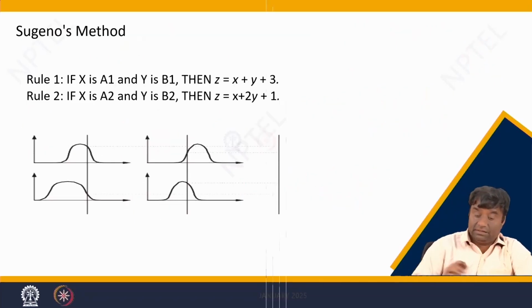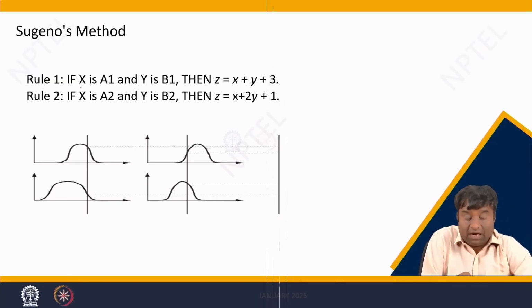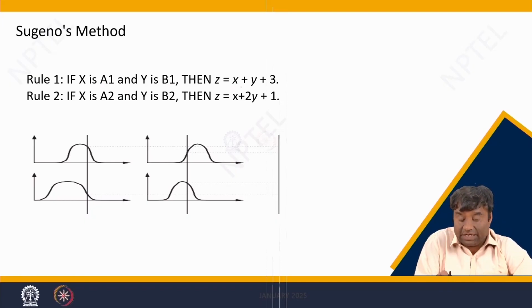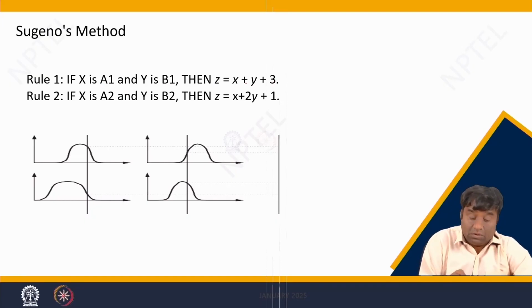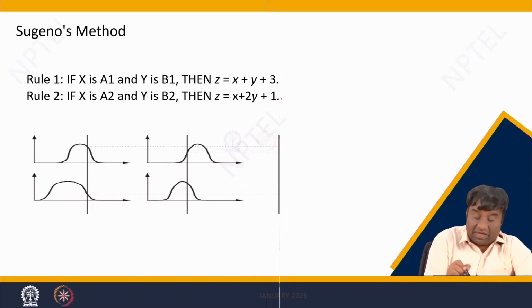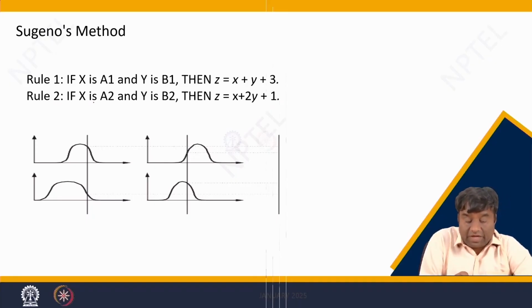Next is the Sugeno method. Rule one is that if x is A1 and y is B1, then z equal to x plus y plus 3. The Sugeno method is formula based output, so there is no need to use a defuzzification method. Rule 2, if x is A2 and y is B2, then z equal to x plus 2y plus 1. Both are connected with AND, so we will take the minimum value.